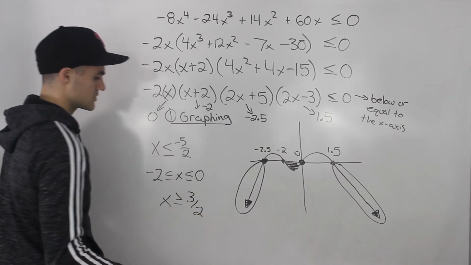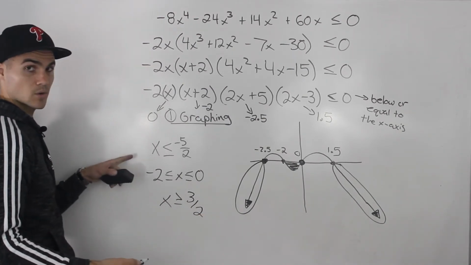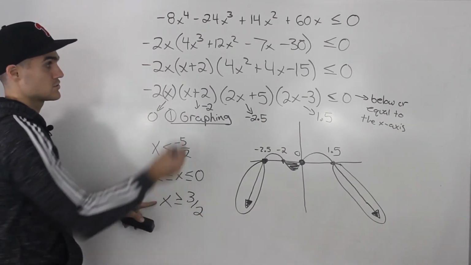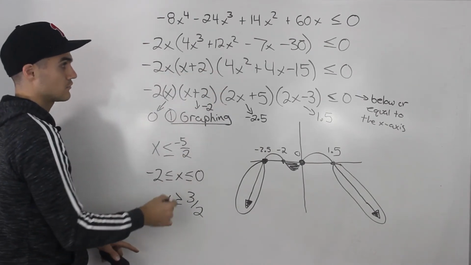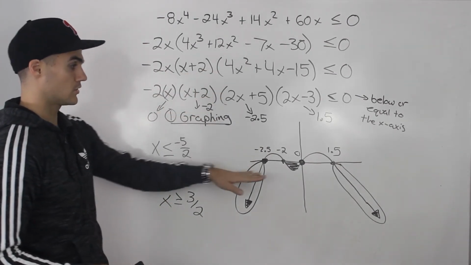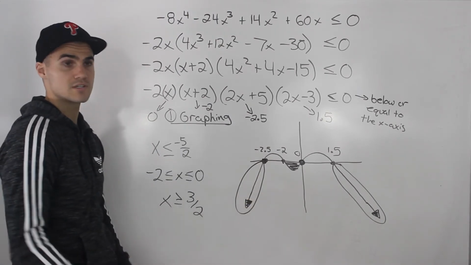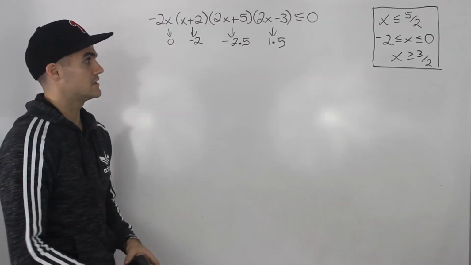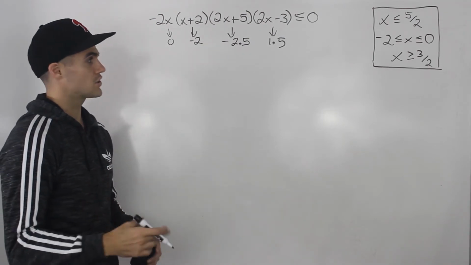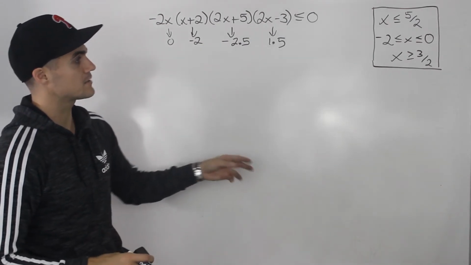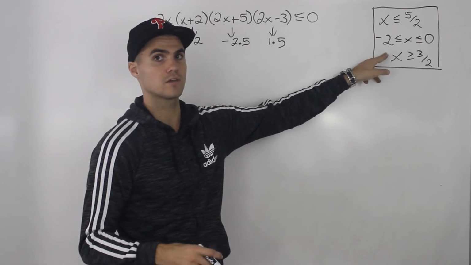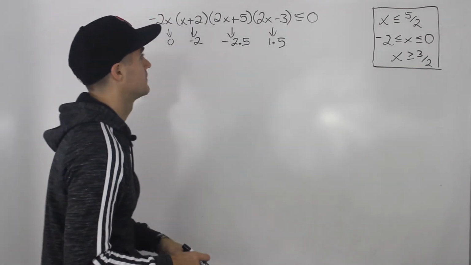Let's keep it in fractions. So notice in this question, there are 3 answers to this inequality. There's 3 intervals where this polynomial is below the x-axis or equal to 0. So now let's go about it the second way. Let's do it with a sign chart, and then let's see if we get the same solution that we got from the first way when we graphed it.